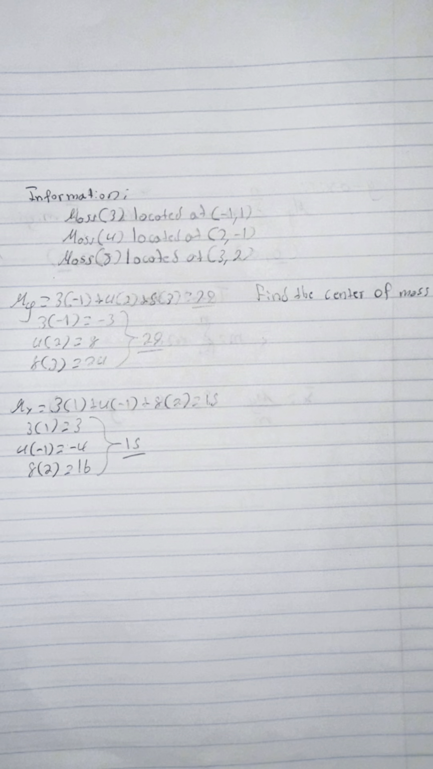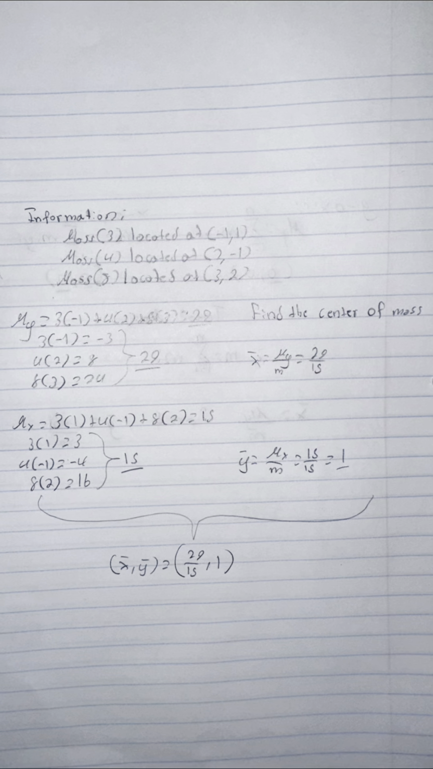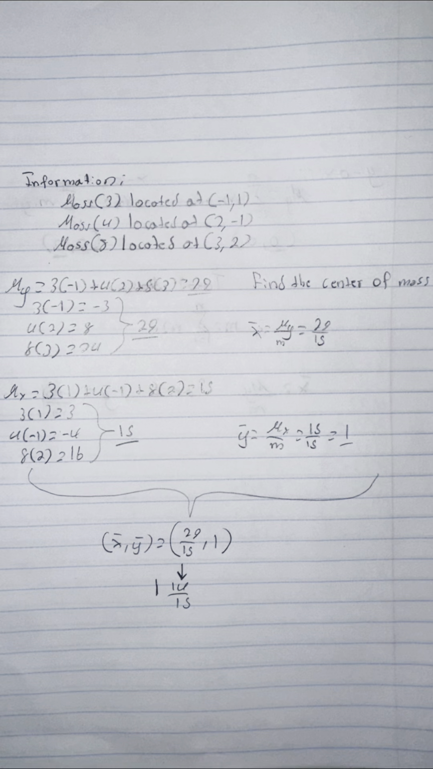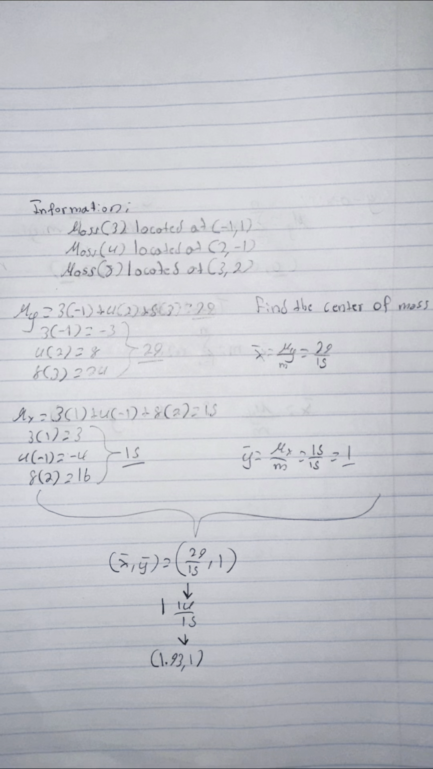Now we can find our center of mass. Once we calculate everything, we are left with 29 over 15, comma 1, which if we convert to a mixed number, becomes 1 and 14 over 15, or approximately 1.93. This means that our center of mass is around the point (1.93, 1).